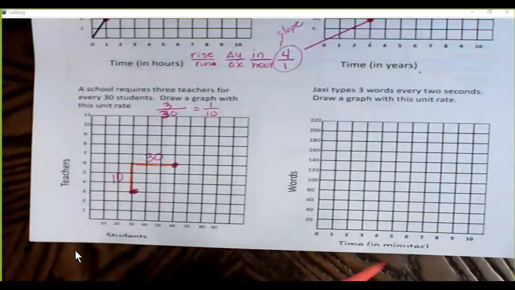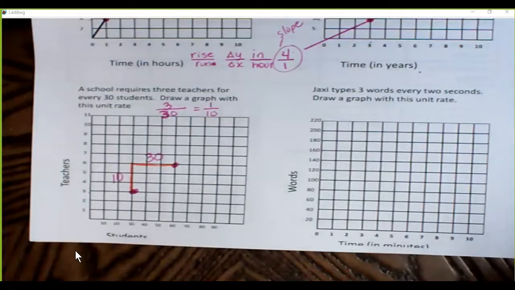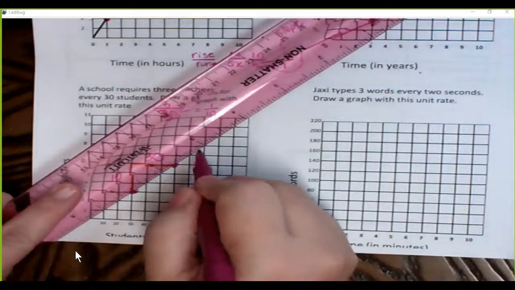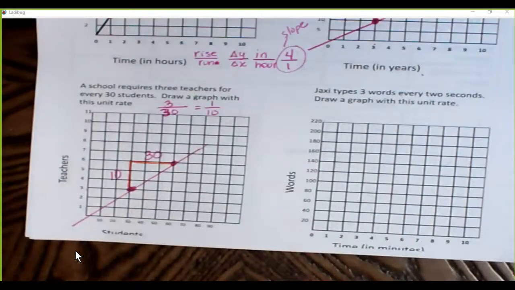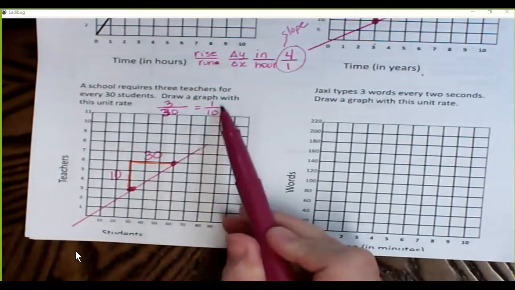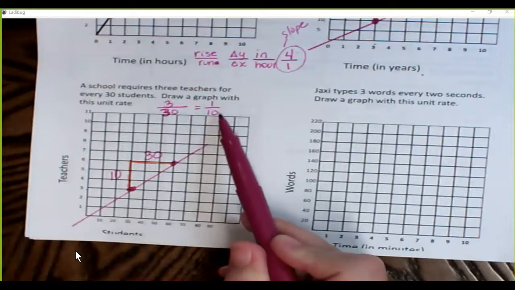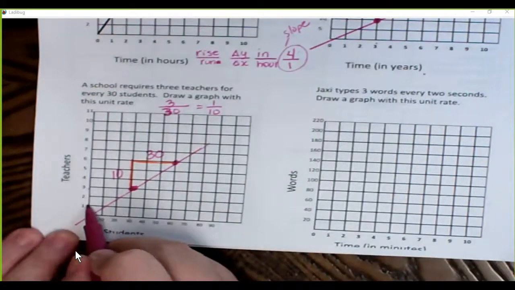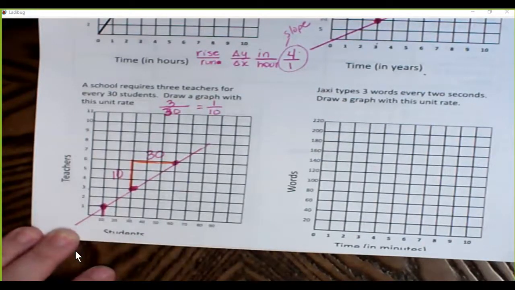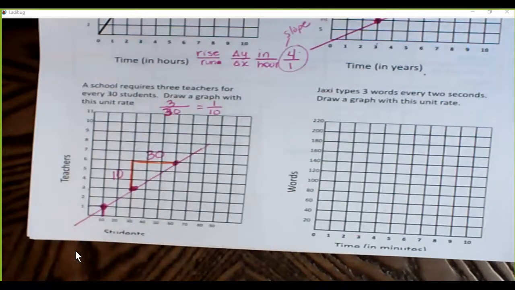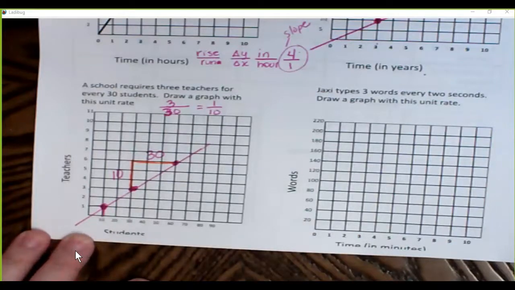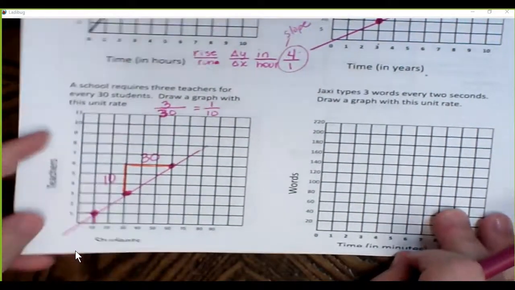All right, thank you. If we connect these dots, this becomes my line. There's the line that would graph that. So notice, didn't we say our slope simplified to 1 over 10? Does that match up with 1 teacher, 10 students? Yes. So even when we simplify our rate, there we go. All right, now let's look at the last one.